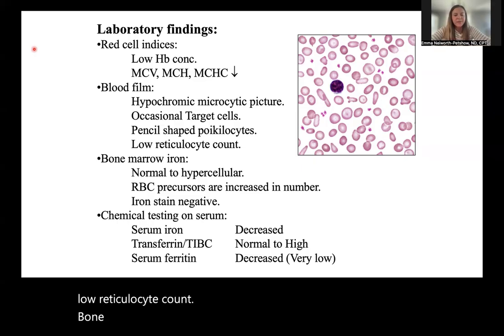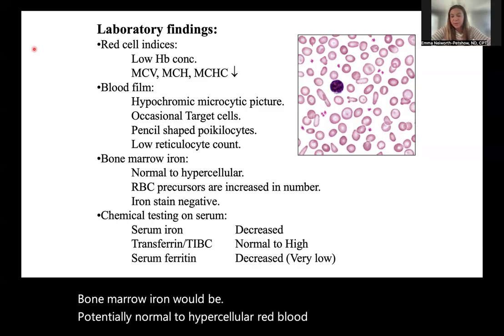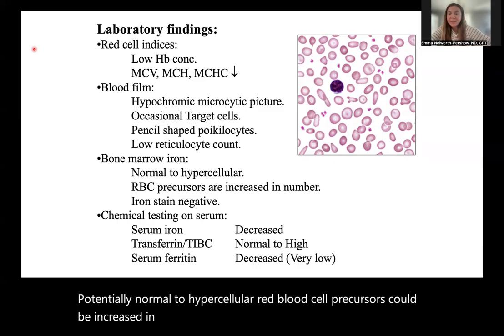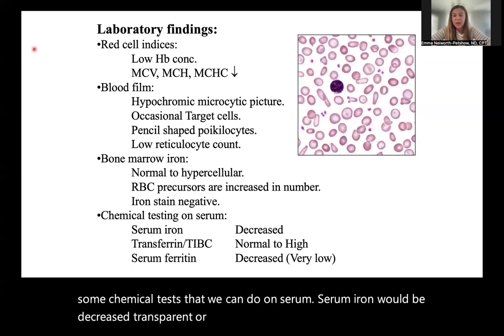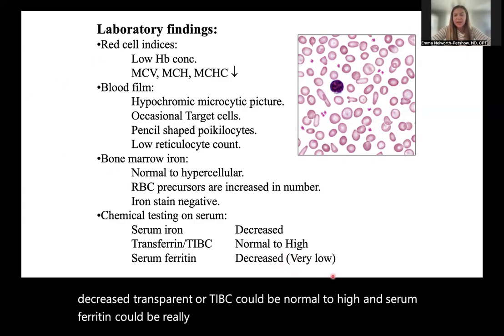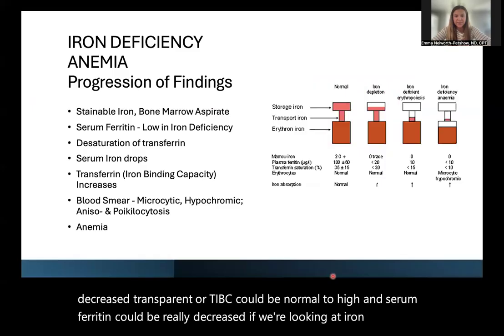Bone marrow iron would be potentially normal to hypercellular. Red blood cell precursors could be increased in number. Iron stain is negative. And then there are some chemical tests that we can do on serum. Serum iron would be decreased. Transferrin or TIBC could be normal to high. And serum ferritin could be really decreased if we're looking at iron deficiency.